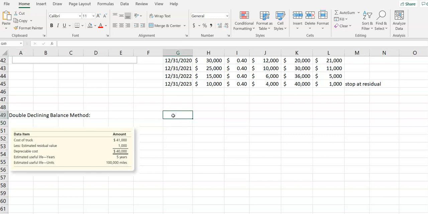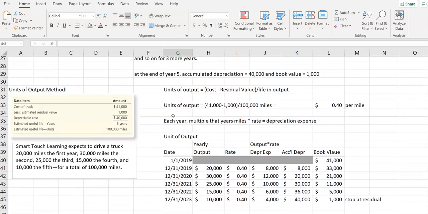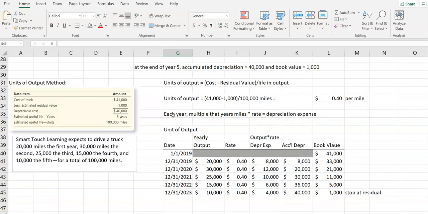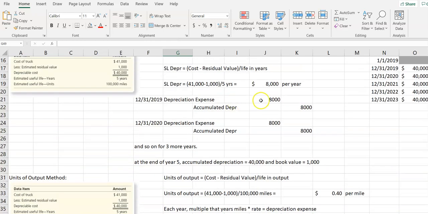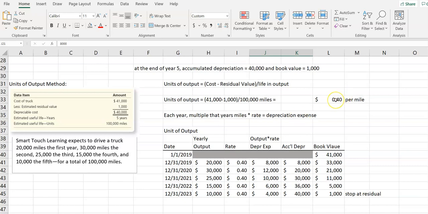For the double declining, what you might want to notice is these two up here, straight line and units of output. They're both basically constant rates. For straight line, it's the same amount per year. The 8,000 per year did not change. It stayed the same the whole way through. For units of output, the 40 cents does not change. It's 40 cents per mile. So that rate stayed the same.